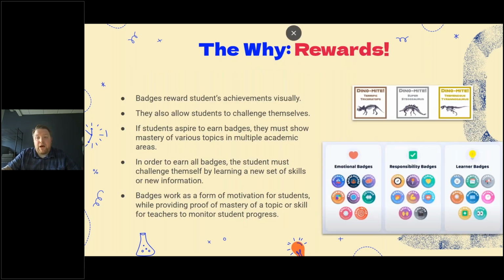I want to talk briefly about badges. Badges are a really great way to reward the achievements that our students are doing in a visual concept, so they can see visually how they are doing and what they are earning. This also is a great way for students to challenge themselves.